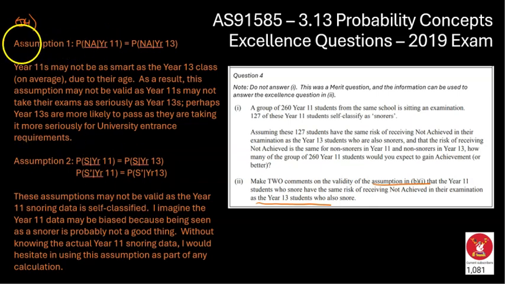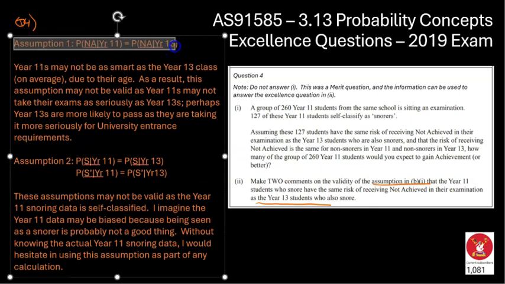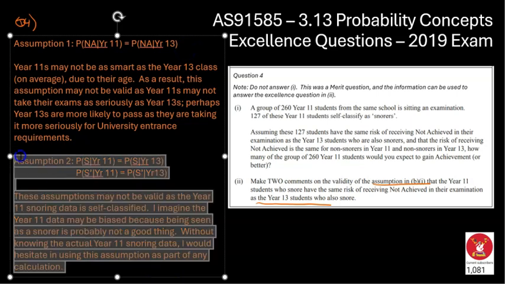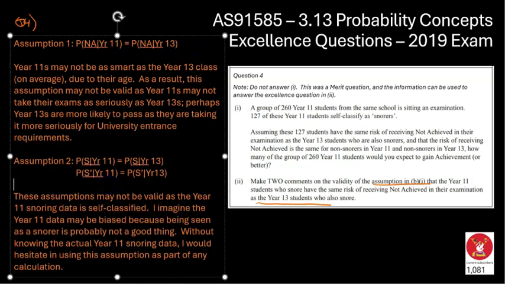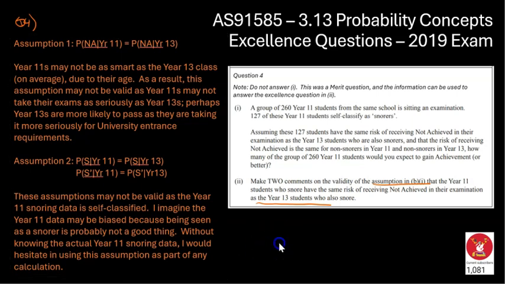So the first one was a big assumption that I think is just invalid. The second one maybe is right, maybe it's not right, but the fact that the data is self-classified is very concerning, and I'd be very hesitant in actually relying on anything that comes from that second assumption.